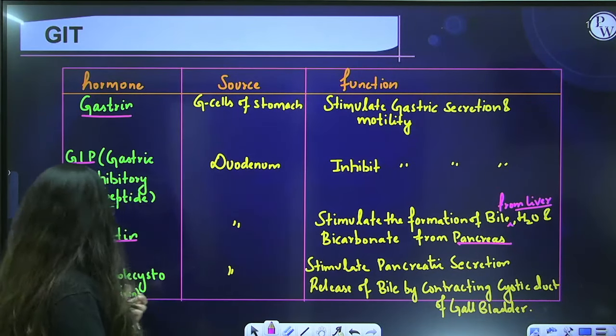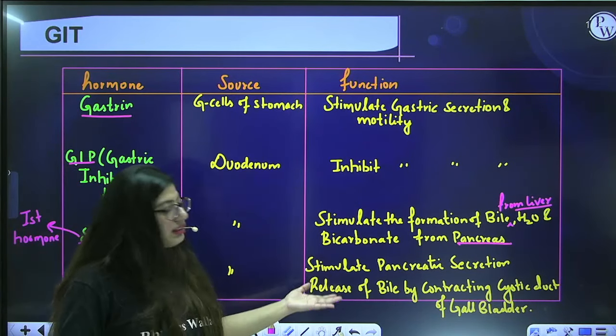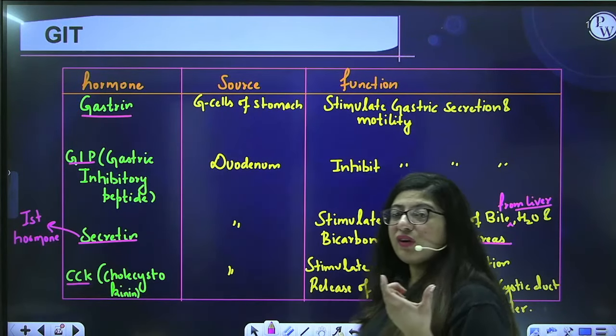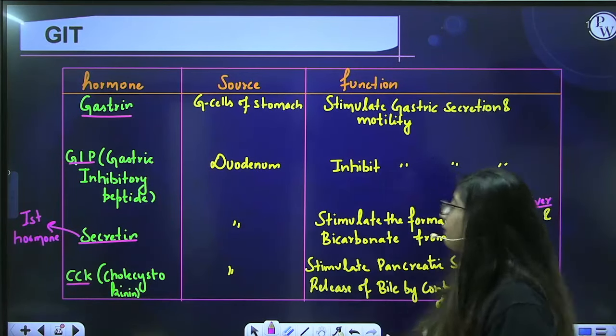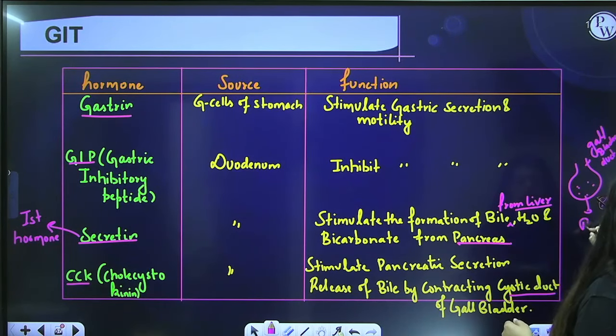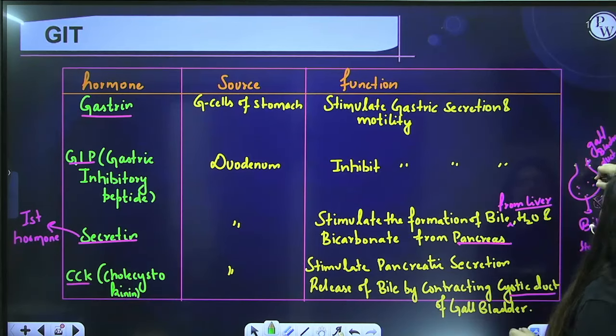Okay. Next we have hormone CCK, cholecystokinin. Again it is from duodenum and the function is it will also stimulate the pancreatic secretion and it will also go to cystic duct. What is a cystic duct? If you remember the duct of gallbladder. This is a gallbladder duct. So the bile is stored and concentrated in gallbladder. So CCK will bind to this duct, causes its contraction and bile will be released.